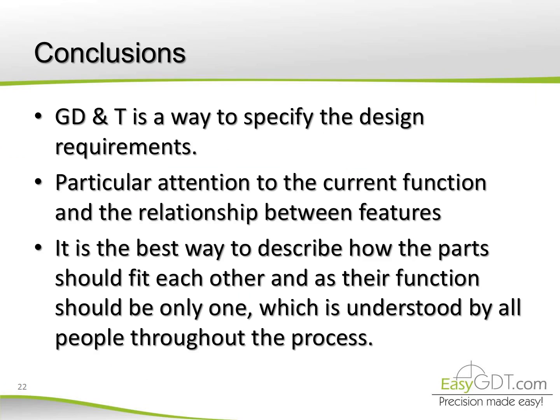GD&T is a way to specify the design requirements, paying particular attention to the actual function and the relationship between features. It's the best way to describe how the parts should fit each other, and as their function should be only one, it is understood by all people throughout the process.